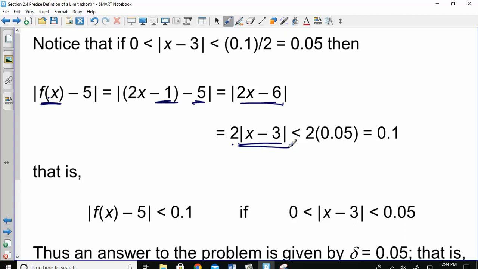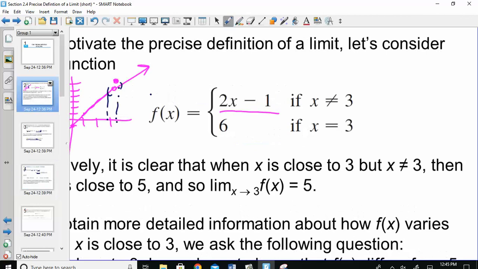So grab a calculator for me. What we have just decided is that if my x is within 0.5 of 3, then my y should be within 1/10 of 5. So pick a number within 0.5 of 3. So that means you need to pick something bigger than 2.5 but smaller than 3.5. So what number should we try? 3.2. We'll try 2.7 next.